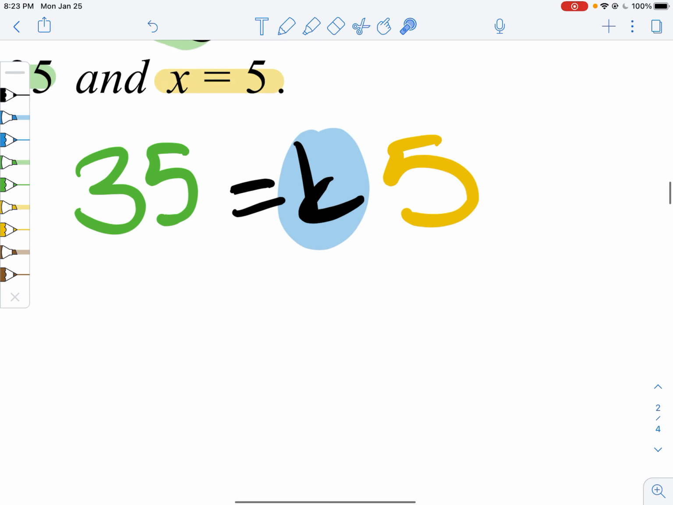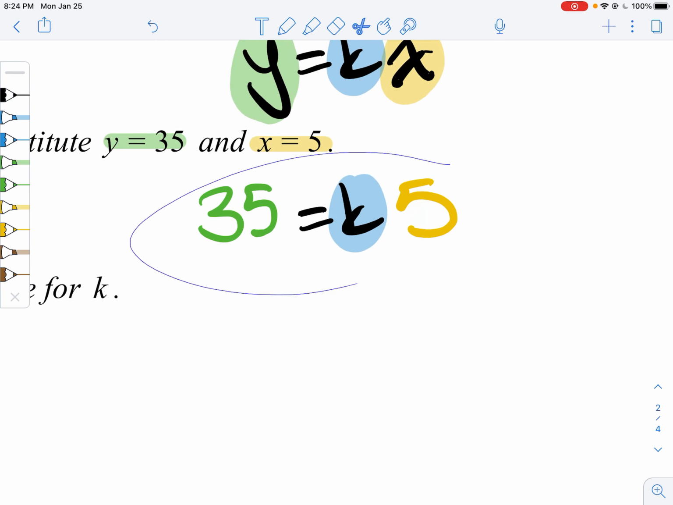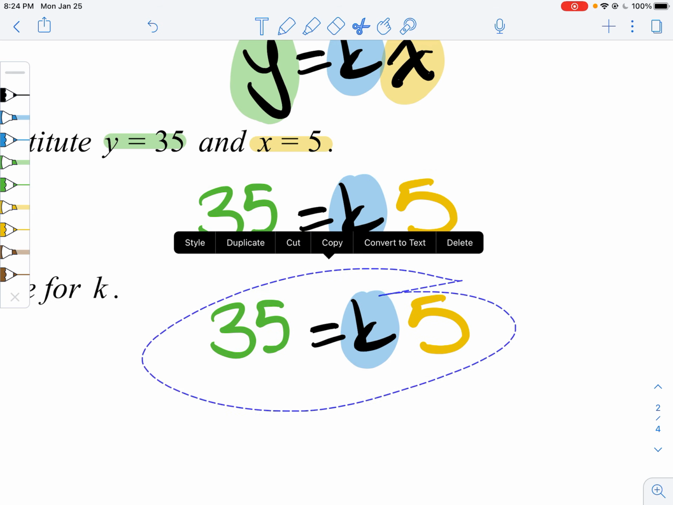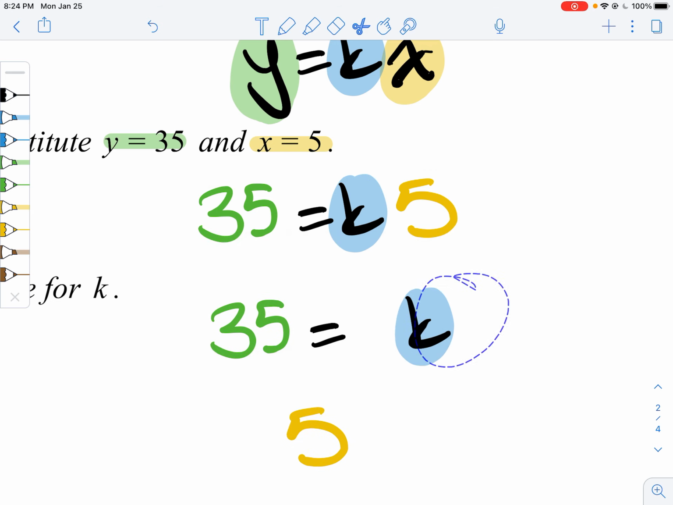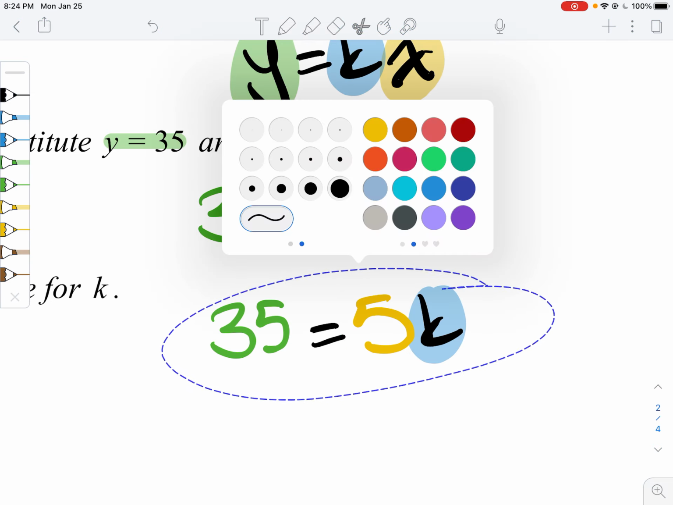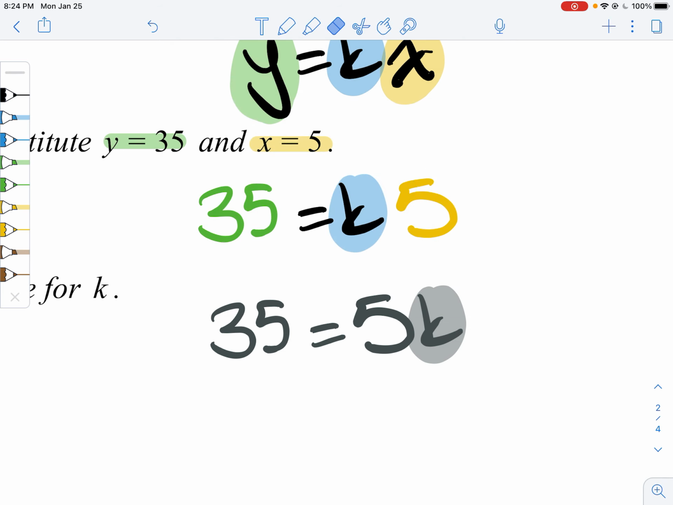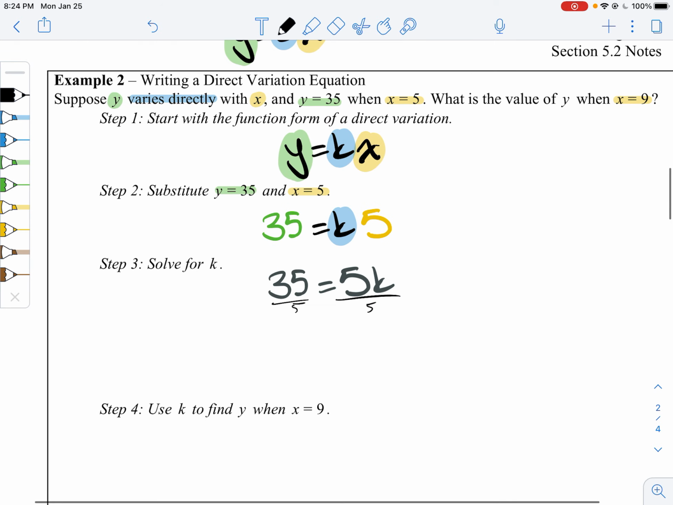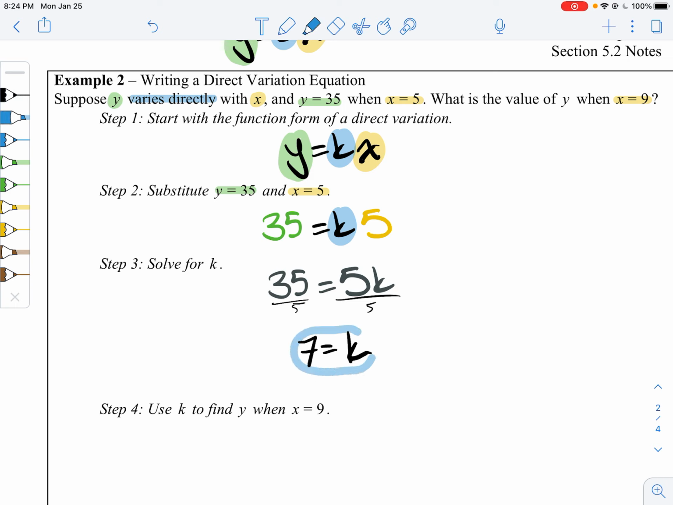So in order to find our constant of variation, I'm going to rewrite this real quick. I don't like the k times 5. I would rather see it as 5 times k. Because that helps me see that if I want to get k by itself, I just need to divide by 5. So I'll divide by 5 on both sides. And 35 divided by 5 is 7. That works out so nice. Who made this problem? k is 7. So I now know my constant of variation.